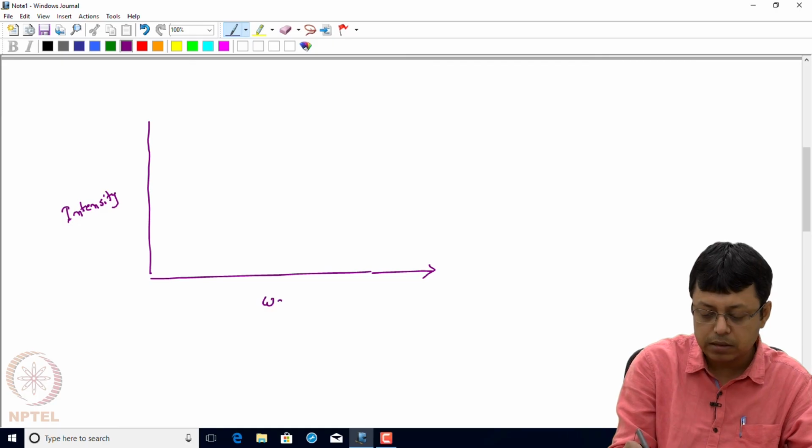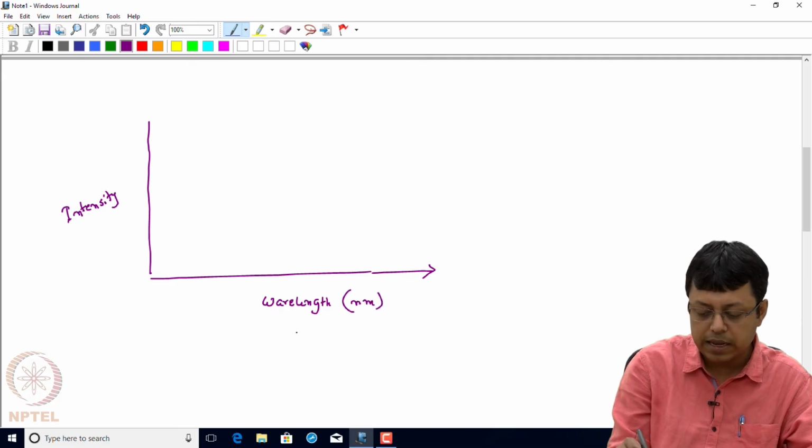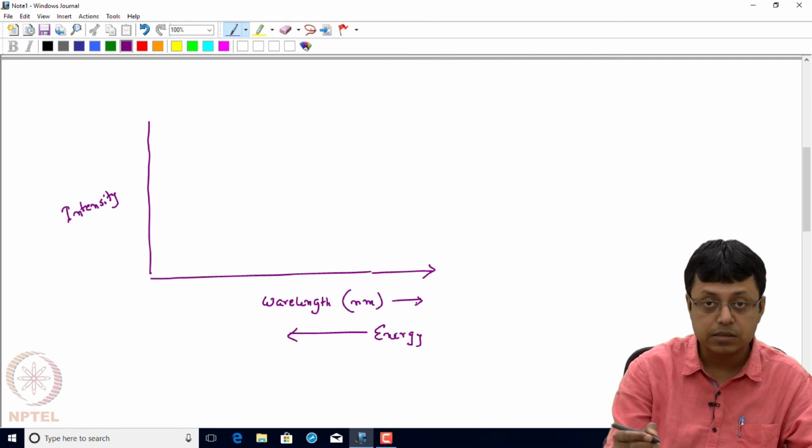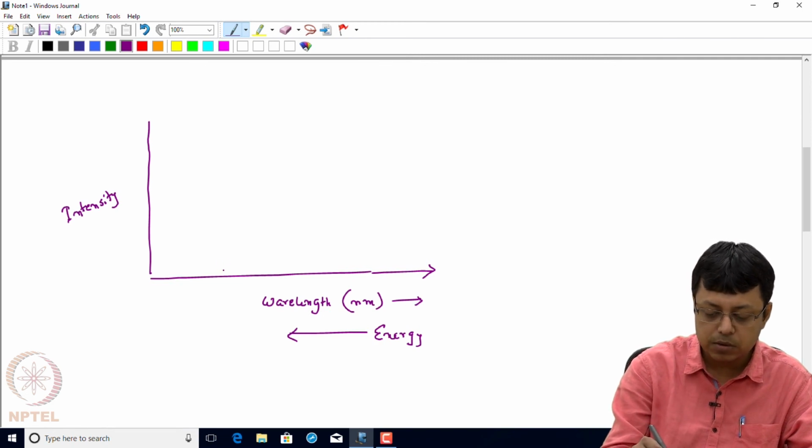versus wavelength. Wavelength usually we denote in nanometer. So the energy actually goes in this direction. So it is the inverse of energy. And wavelength is increasing in this direction. Now suppose this corresponds to my v equal to 0 0 transition. So we write it as 0 0.